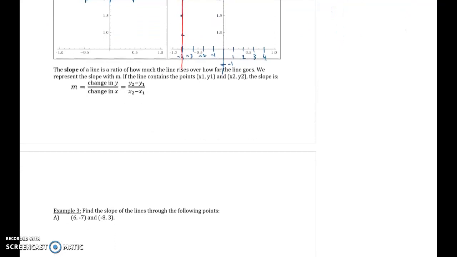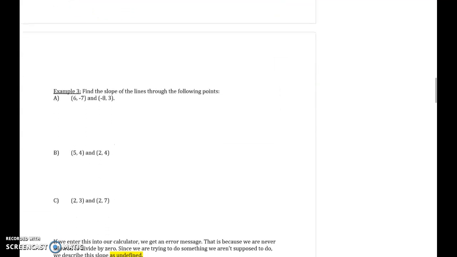Calculate the slope. Please remember this formula. This is very important. Let's try to calculate the slope for the first point. Well, the first slope is going to be m equals 3 minus negative 7 divided by negative 8 minus 6. That gives me 10 over negative 14, which is negative 10 over 14. If I want to simplify my slope as much as possible, it's going to be negative 5 divided by 7.